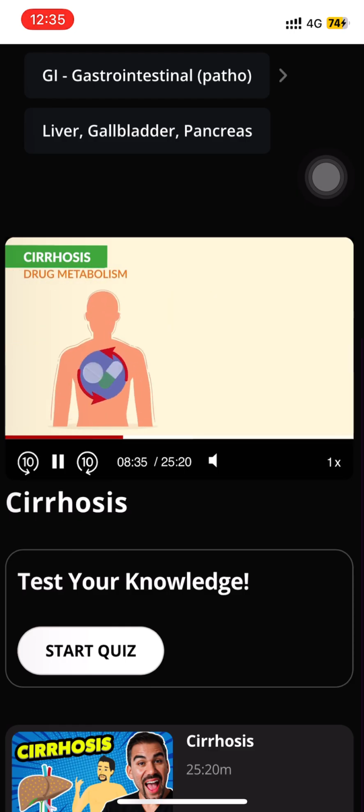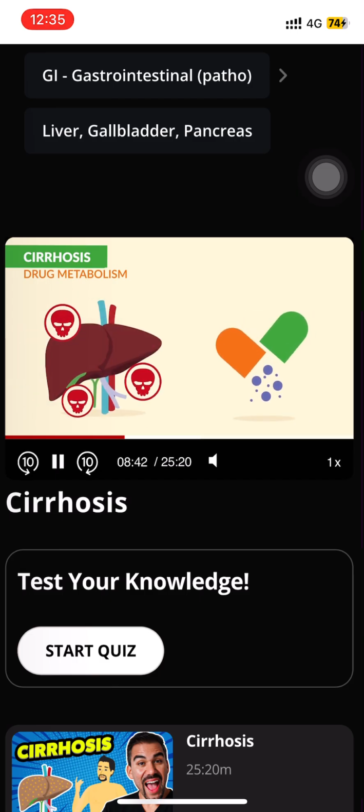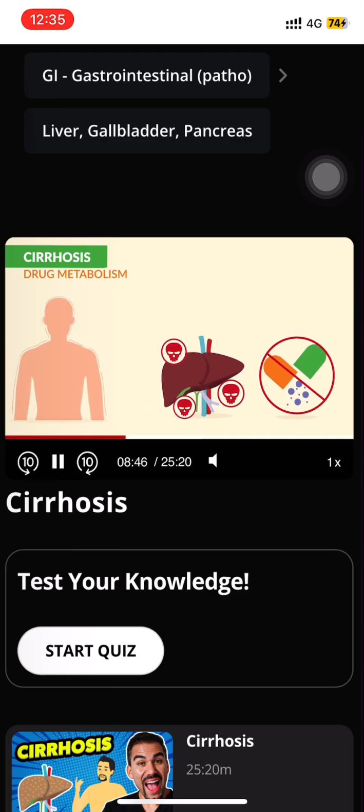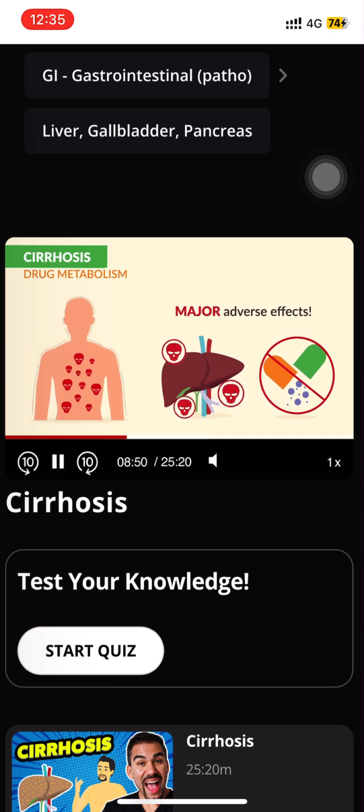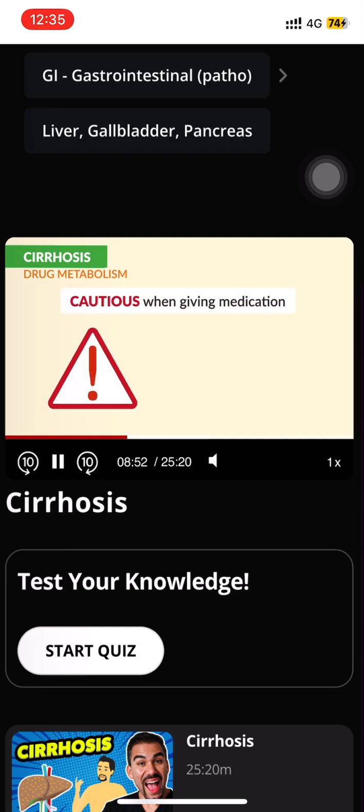Now, the third role of the liver here is drug metabolism, or basically breaking down drugs. So in liver disease, the liver can no longer break down drugs, so drug toxicity builds up inside the blood, leading to major adverse effects. So always be cautious of the toxicity, even when you're giving the normal amount of medication. They can become very toxic very quickly.